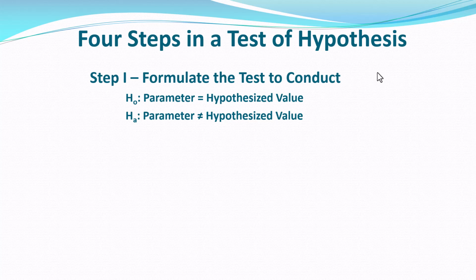What you see on the screen right now, step 1, formulate the test. The parameter is equal to a hypothesized value. We're going to say mu is equal to some mu naught, some specific value. The alternative might be mu is not equal to. It might be mu is less than that value. It might be mu is greater than. The same 3 choices that you have when you're working with a large sample test apply to a small sample as well. So the null and the alternative really don't change.